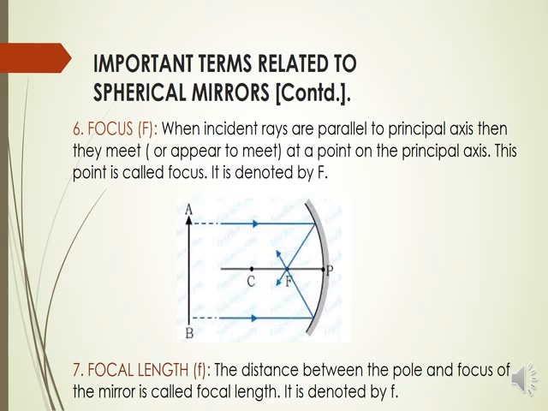Okay? And the next definition is focal length. It is the distance between pole, that is capital P, and focus, capital F, of the mirror. And it is denoted by small f. So, focal length is the distance between pole and focus of the mirror.